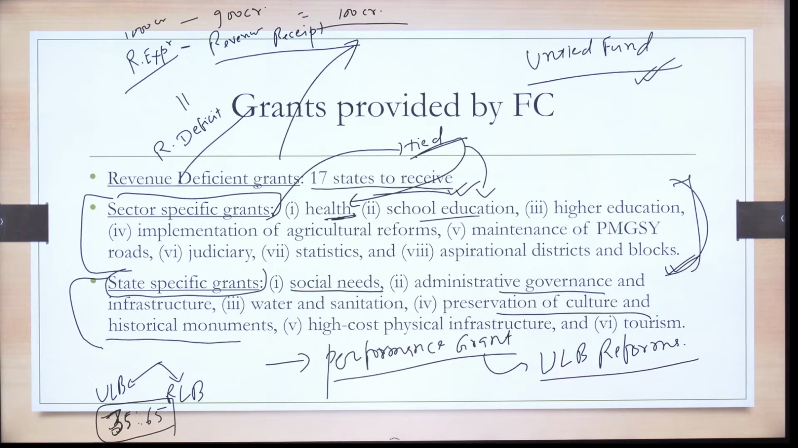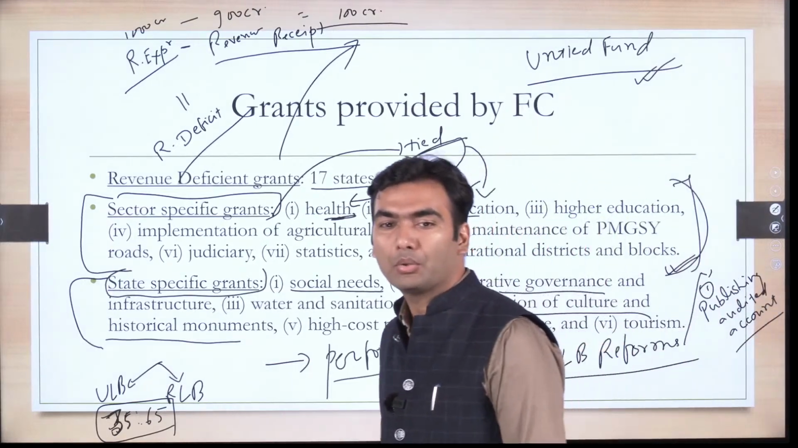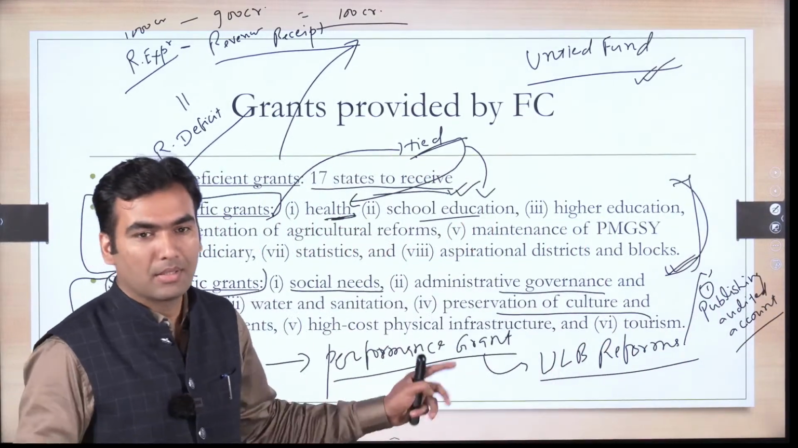First is publishing audited accounts in the public domain. What were those reforms? First is publishing audited accounts. I will not teach these things now, as I shall be teaching them again in the urban local bodies chapter. I will simply refer to these things that I am teaching here.